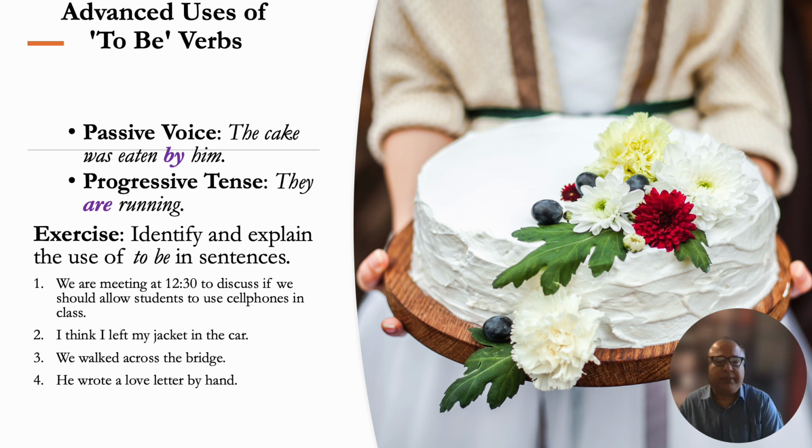So identify and explain the use of to-be verbs in the following sentences. There are 4. So at this point, I'd like you to stop, okay? Stop the lesson, complete the exercise. And as I always do, I will show you the answers in a few seconds.